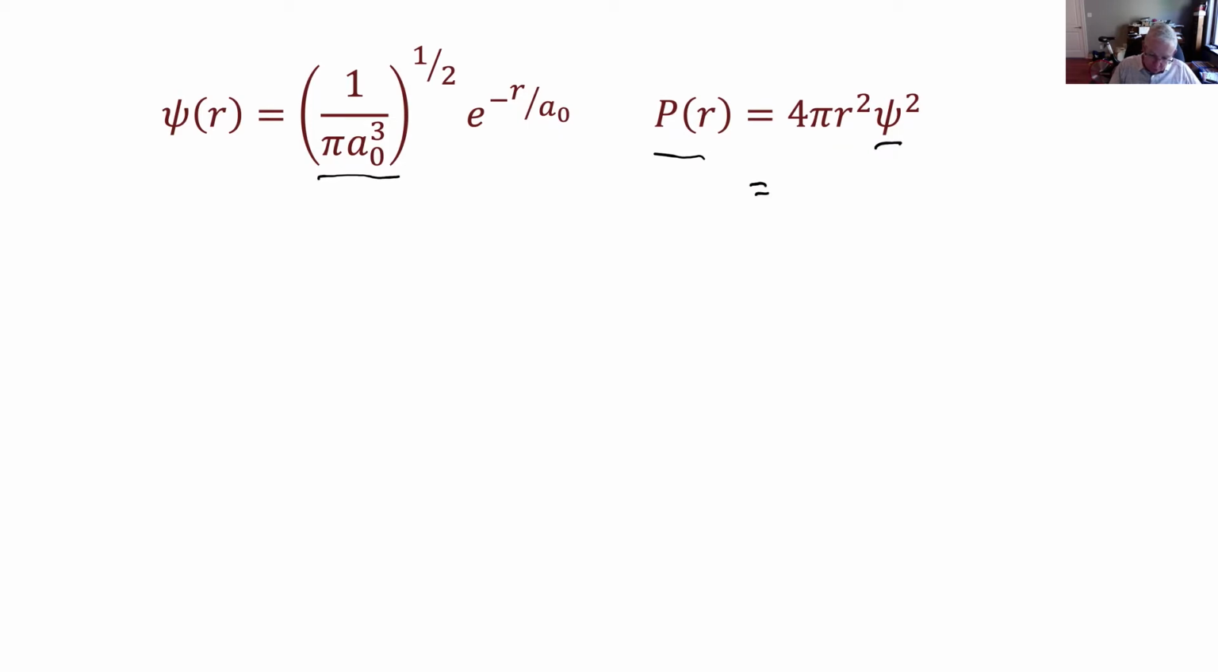So this is going to be equal to that 4 pi. Then on the bottom, I'm going to have pi, I'm going to have A0 cubed, okay. And then I'm going to have r squared, and I'm going to have e to the minus 2r over A0. Okay, and that's what my probability function is going to look like. The pi's will cancel, so let's get rid of those. If I want to find the maximum in this, what do I have to do? I have to take the derivative of it, right?